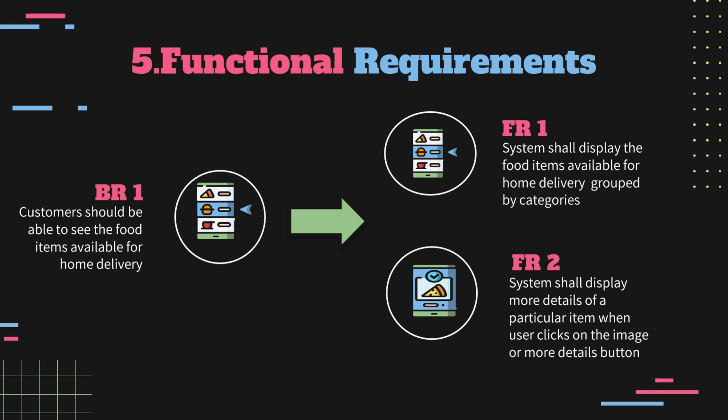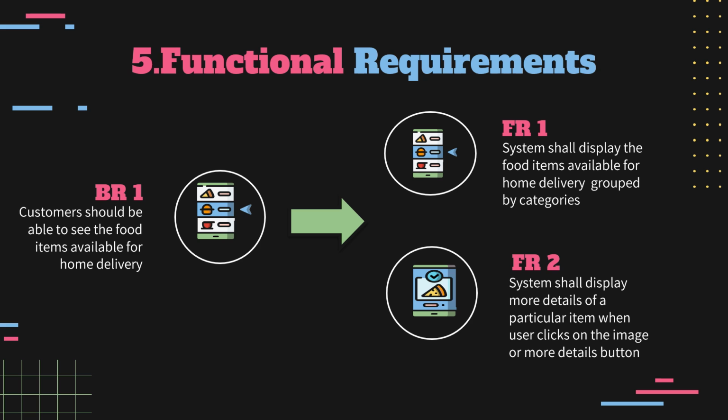Let us take one of the business requirements from the BRD and write functional requirements for it in our case study. Functional requirements are denoted by numbers such as FR1, FR2, and so on. Let us look at BR1. Customers should be able to see the food items that are available for home delivery. We can use these 2 sample functional requirements for this business requirement.